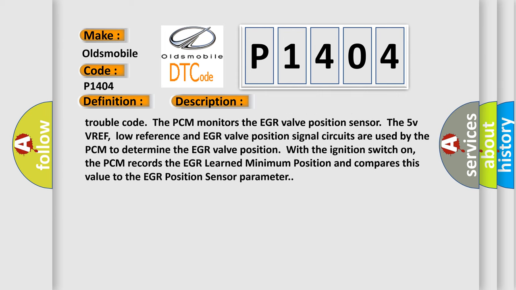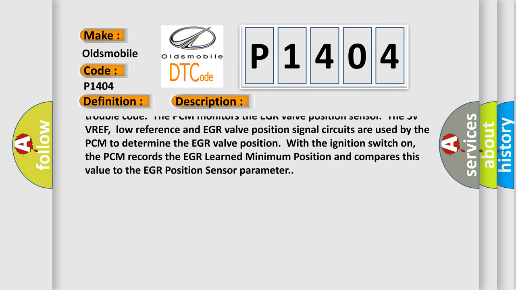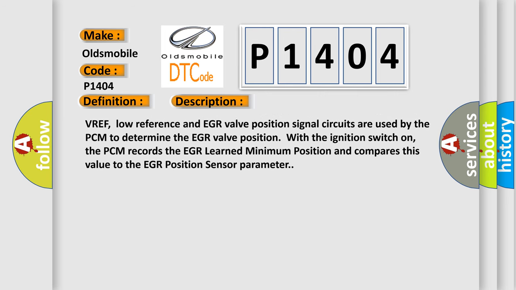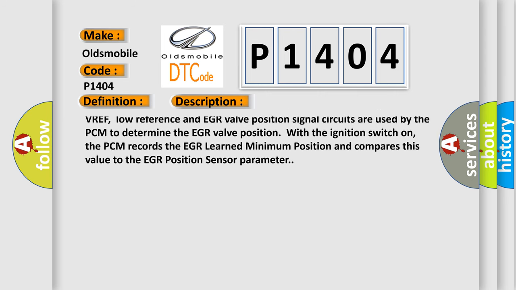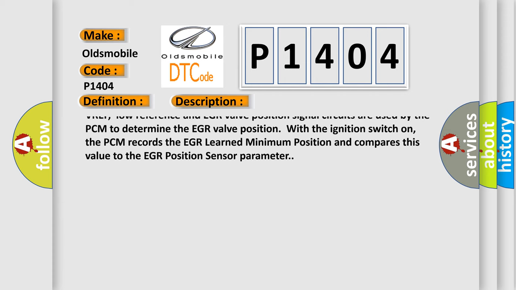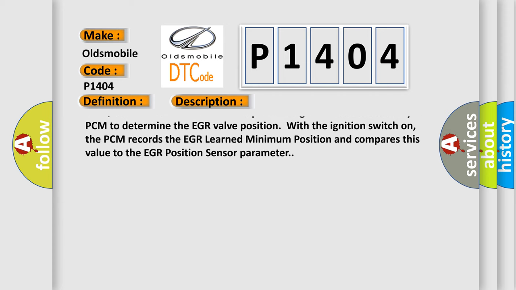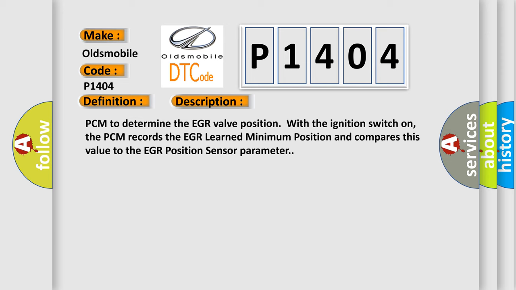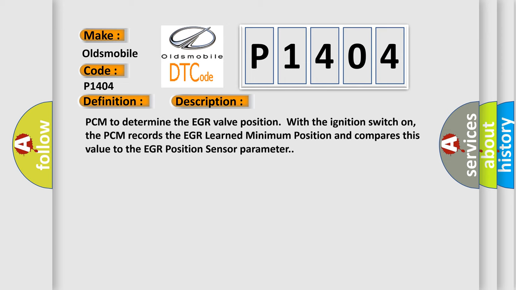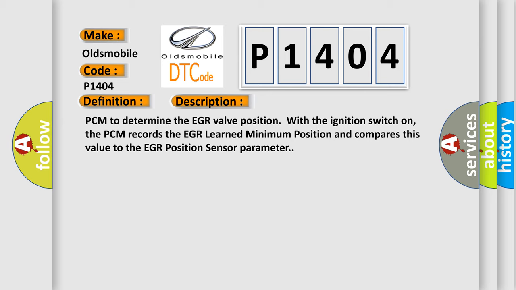The PCM monitors the EGR valve position sensor. The 5 VREF, low reference and EGR valve position signal circuits are used by the PCM to determine the EGR valve position with the ignition switch on. The PCM records the EGR learned minimum position and compares this value to the EGR position sensor parameter.